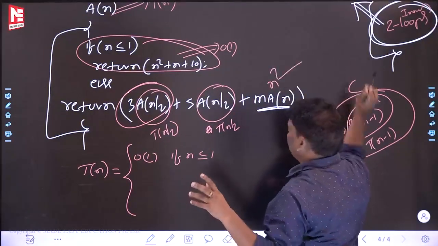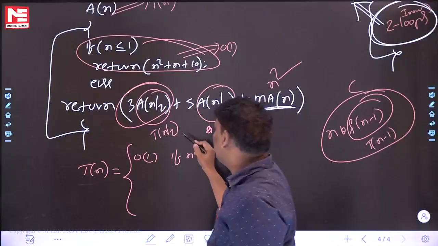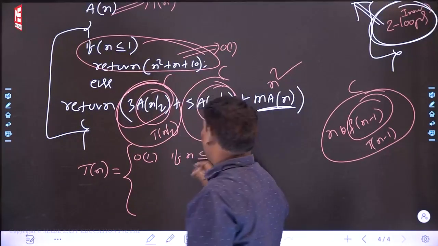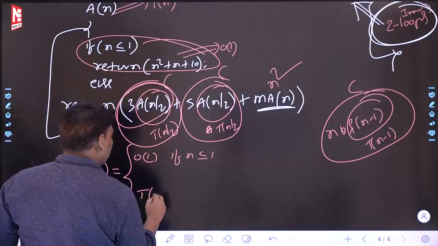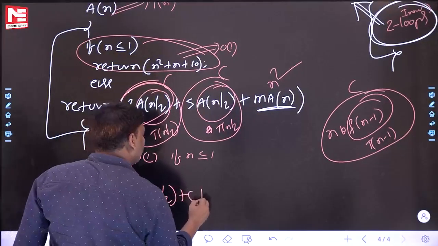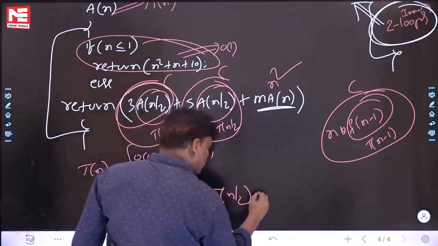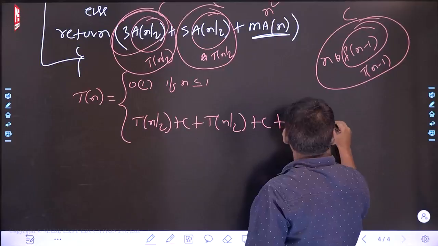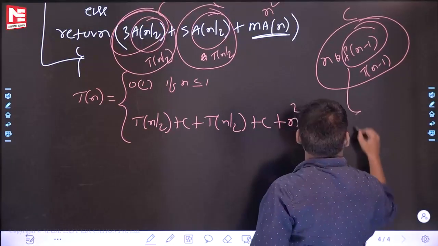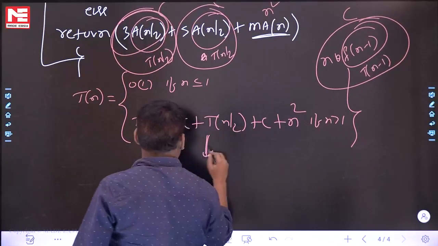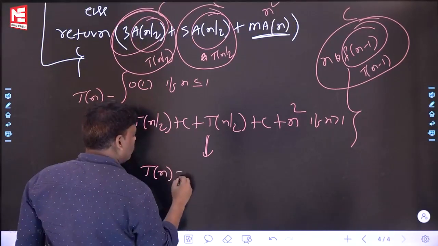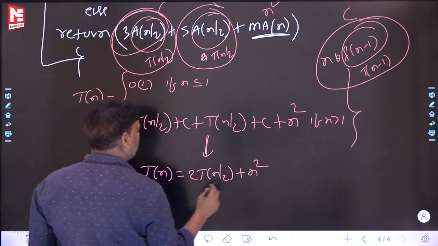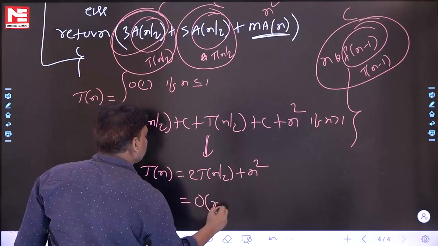How much? n square. Now if you see, finally, what is the answer? This will take constant, this will take constant, and n square. Finally, T(n) equals T(n/2) plus c, plus one more T(n/2) plus c, plus n square, if n is greater than 1. If you simplify roughly, T(n) equals 2T(n/2) plus n square. If you solve this, it is big O of n square.